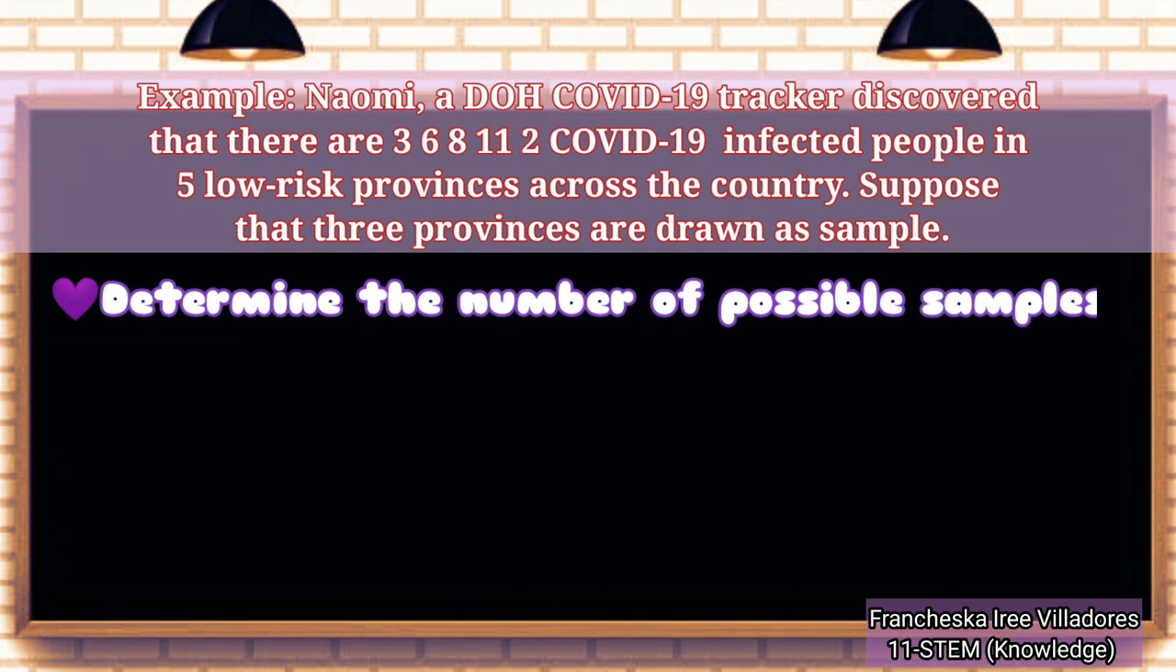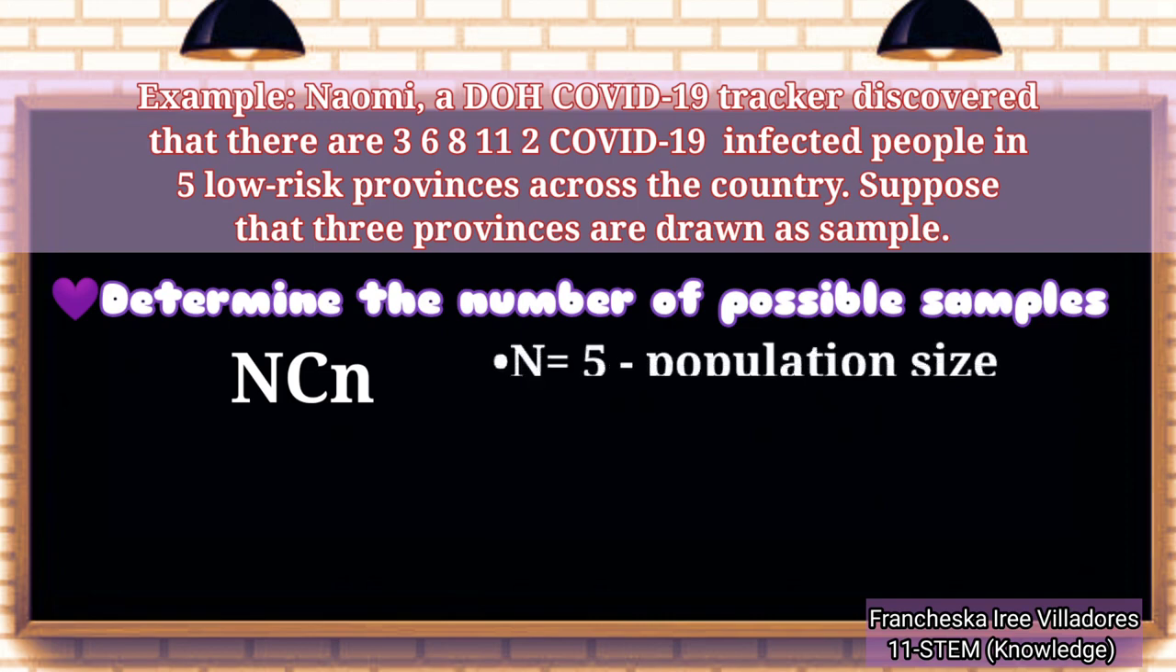Determine the number of possible samples. Using symbol NCR through the use of calculator, N natin ay 5 which is population size. Then yung maliit na n is equal to 3 which is ayun yung sample size natin.